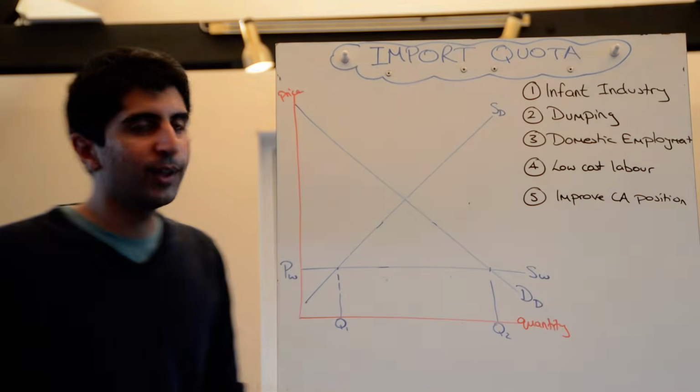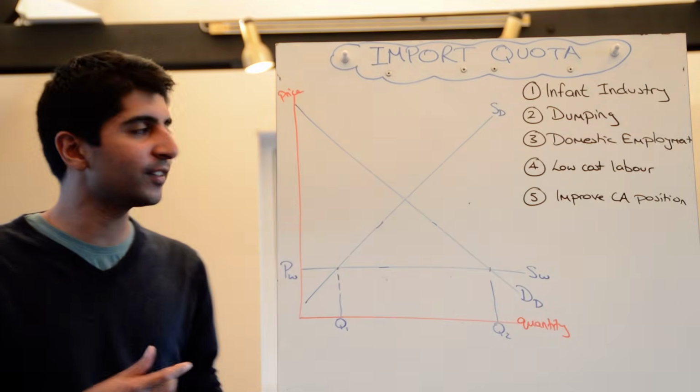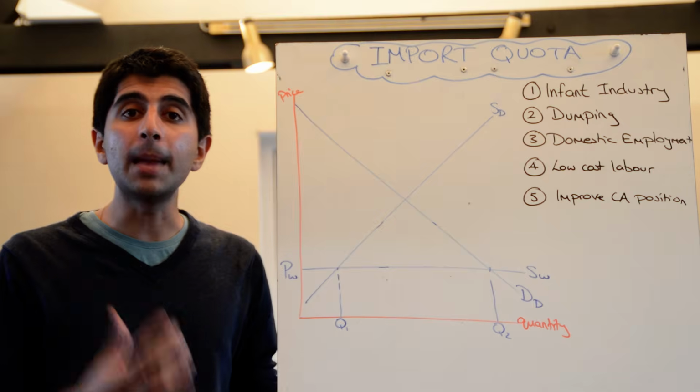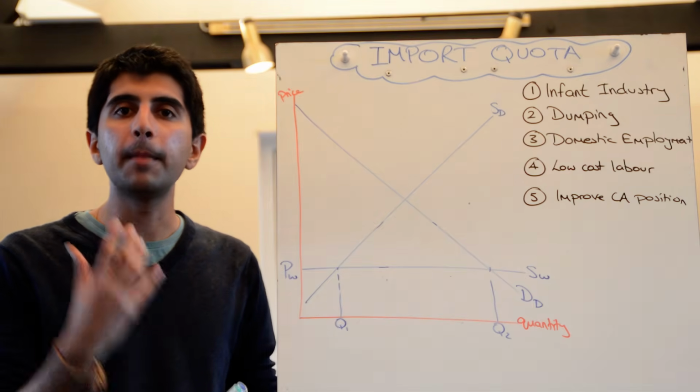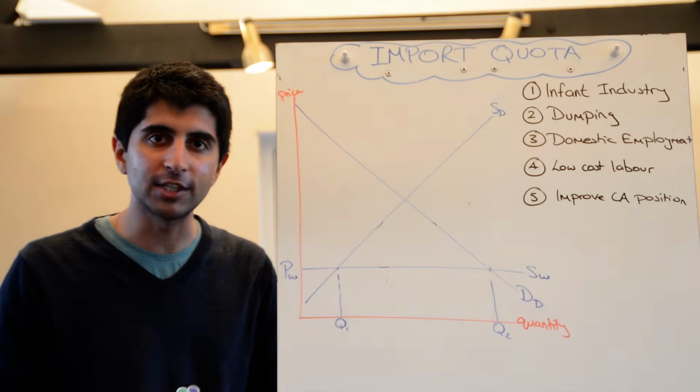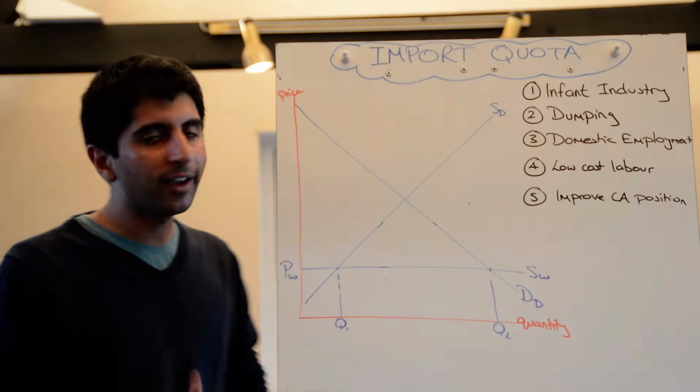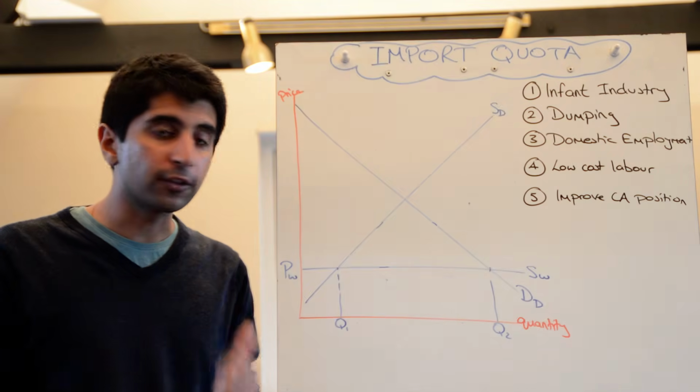Hi everybody, we've understood how a tariff works. Let's now understand how an import quota works. We know what a quota is. It's a quantity limit placed on the number of imports coming into a country. Let's analyse how a quota impacts on a market.